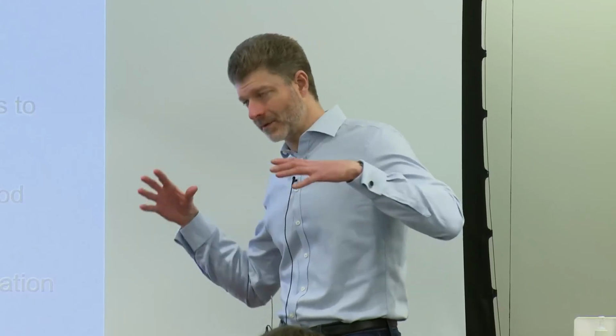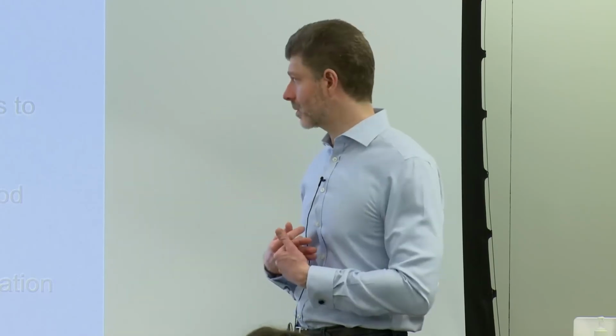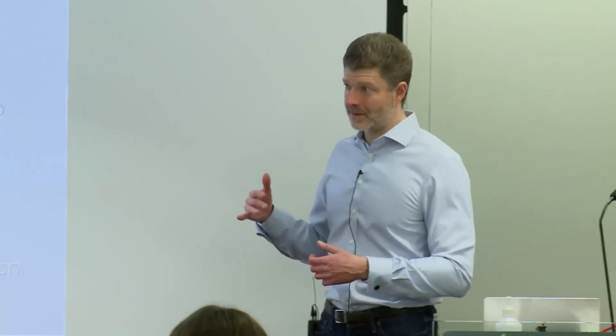And so we have a tendency to see them as part of the same object. The sense that we see them as the same thing represents an inference that they're actually caused by a single object in the world. Okay? So the idea here is that there are these heuristics that are based on probabilities in the world. And that's a perfectly useful way to think about this phenomenon, but it doesn't tell us anything about how you would implement this with neurons.